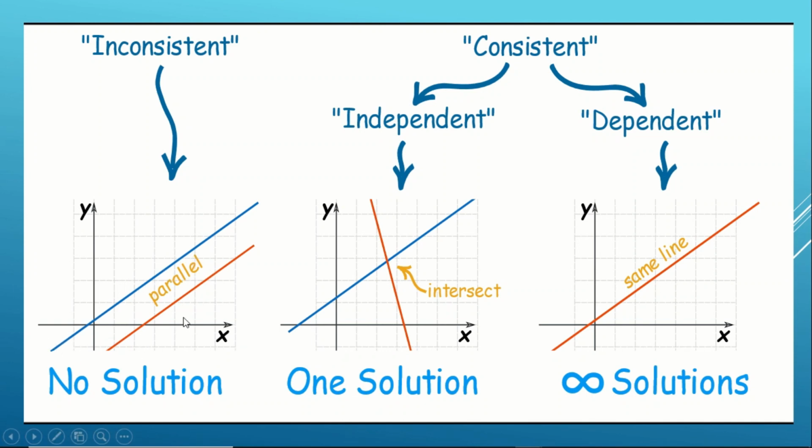If the two equations, after solving, give two parallel lines, then those equations have no solution and are said to be inconsistent. Inconsistent has two types: one is independent and the other is dependent. In independent, the two lines intersect at a particular point, so there will be a point of intersection. Therefore, those types of equations are said to have a unique solution, or one solution.